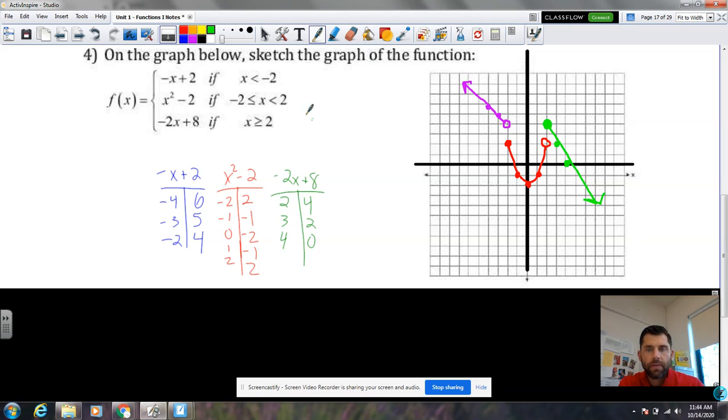Okay, so there's my graph. Just keep in mind where the open versus closed circles are. It all has to do with these inequalities here. So I had my closed circle, for example, here at 2 for the third part of my piecewise function here.